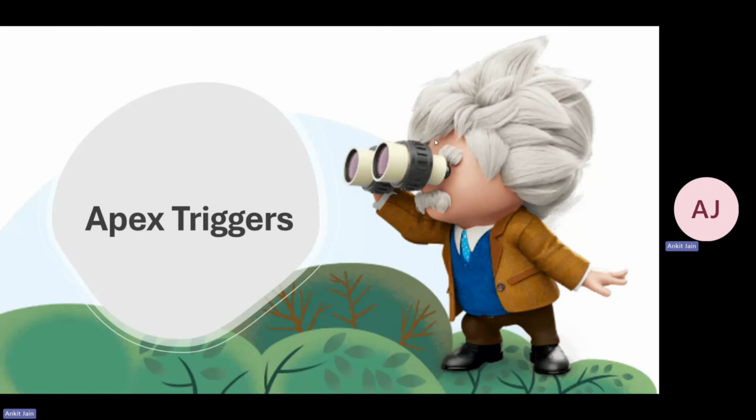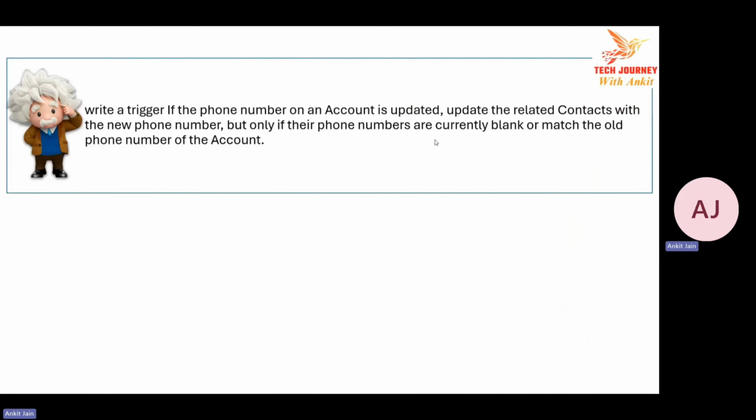So let's go and deep dive into today's scenario and try to understand how we have to go and what we need to write today. Today's scenario says that if the phone number on the account is updated, we have to update the similar phone number on the related contacts. But again, we don't have to update all the contacts here. We have to only update those contacts which either have a blank phone number or match the old phone number of the account as well.